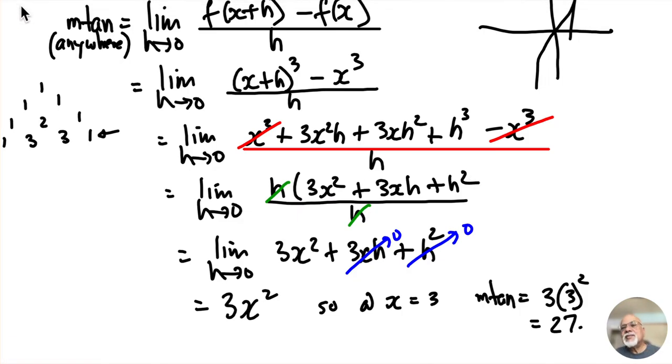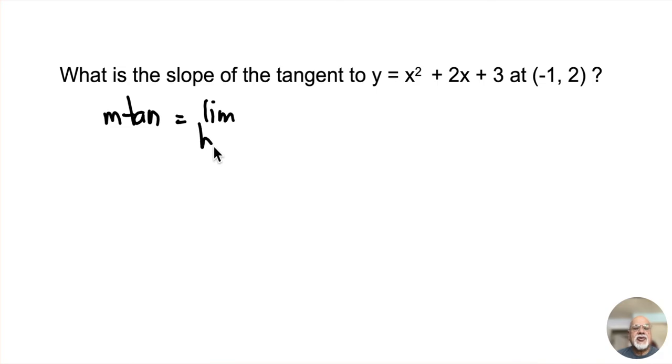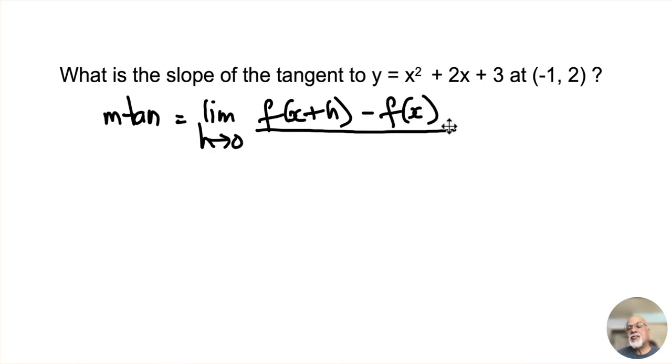All right, next. What's the slope of the tangent to y equals this quadratic at -1, 2? We'll proceed. Maybe you should do this one on your own. We'll start you off here. The slope of the tangent is equal to the limit as h goes to 0 of f of x plus h minus f of x all over h. But this time our f of x is this, right? That's the y, it's just f of x.